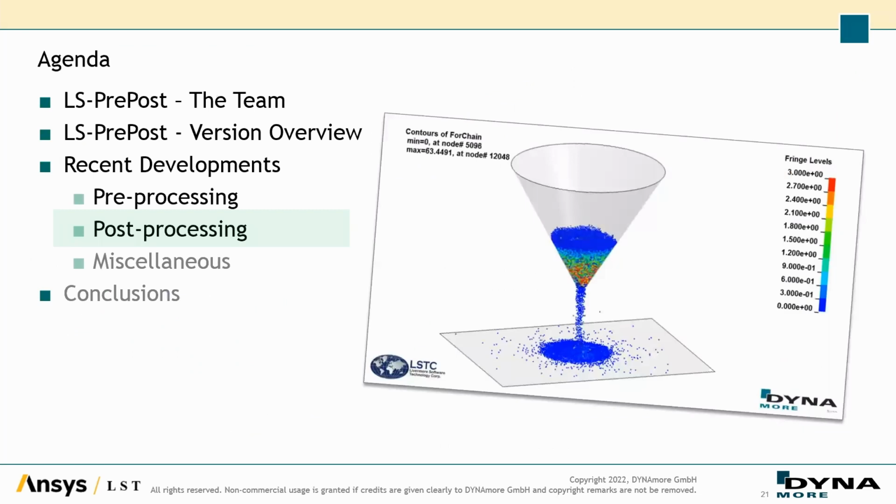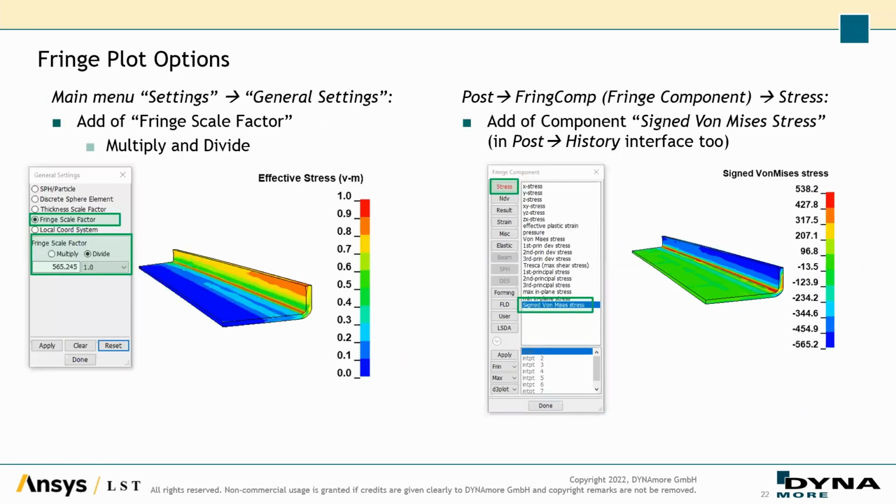Next topic are the post-processing developments. I have some news for the fringe plot options. For example, the option to scale the fringe plot values in the main menu settings, then general settings.